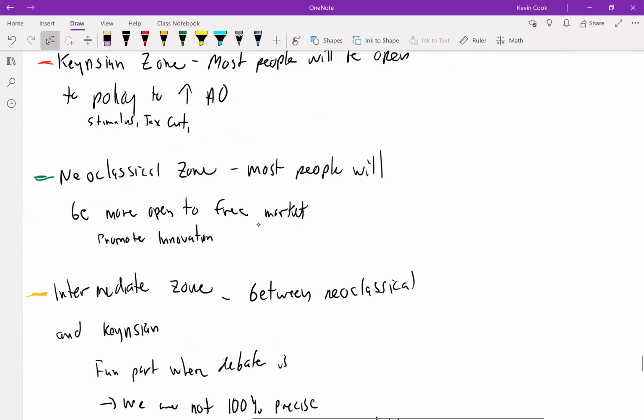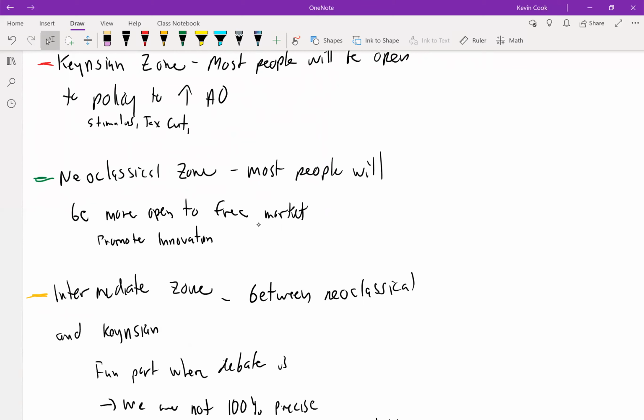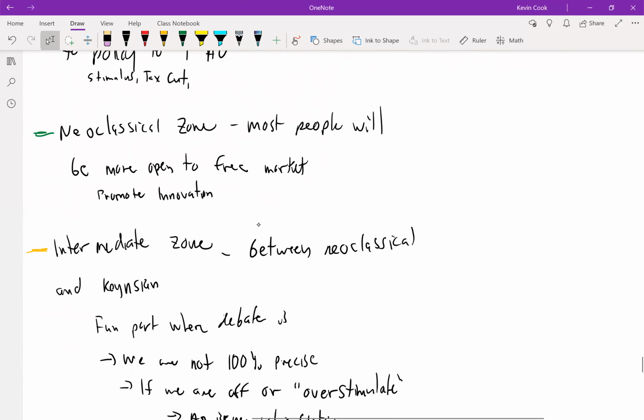So that's our chapter on aggregate demand, aggregate supply.